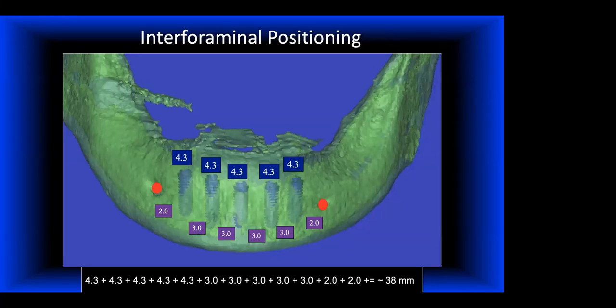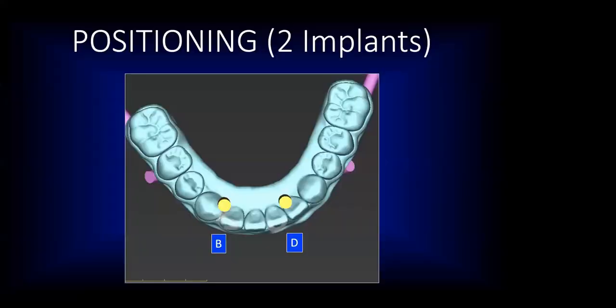Usually we have enough bone in this interforaminal distance to place 5 implants. So if we have 5 sites, what are our sites for an overdenture? We can put them in B and D. B and D is the ideal option for 2 implants.